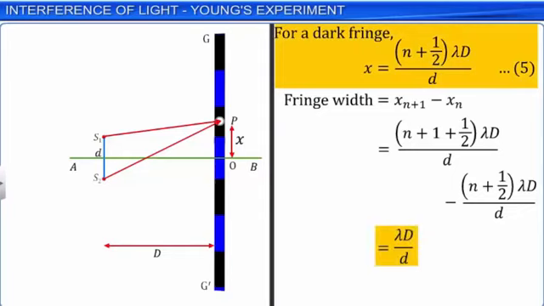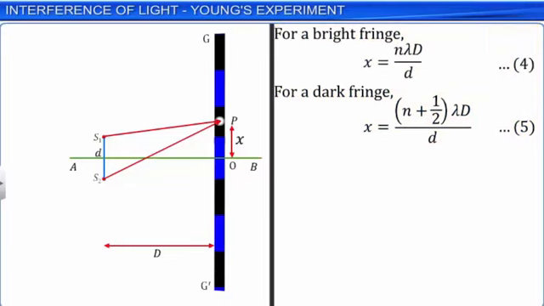Hence, the fringe width is the same for both the dark and bright fringes, which means the dark and bright fringes are equally spaced. If the fringe width is represented by beta, then beta is equal to λD/d. Let this be equation 6.